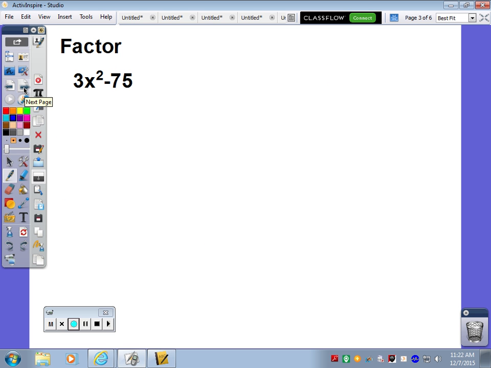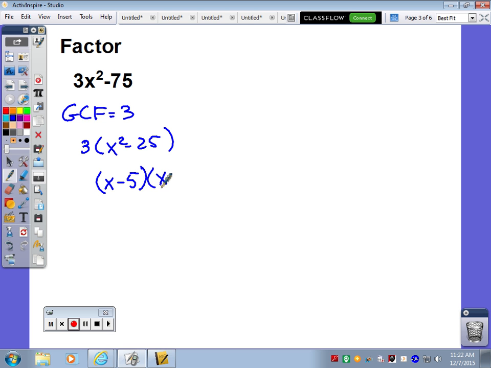So looking at 3x squared minus 75. It is a binomial. So the first thing we're going to ask is, is there a GCF? And the GCF is 3. So at that point, we're going to factor out our 3. So it's 3 parentheses, x squared minus 25. And we realize it's a perfect square minus a perfect square, and it is a difference of squares. The easiest way to do this is to do the shortcut, but slide, divide, bottoms up works also.